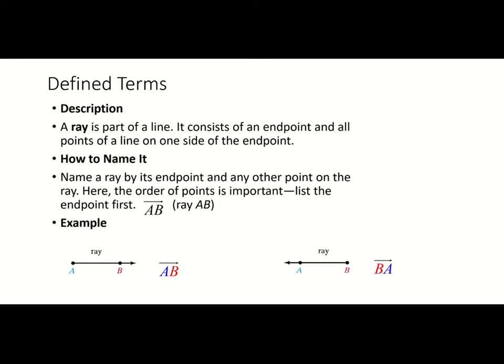Notice when you name it, we have ray AB. The letter that comes first is the endpoint of the ray. Over top, you just have an arrow, not the line with the arrows at both ends, but an arrow at the end, since a ray is half of the line. So you put basically part of the line segment and part of the line over top of that ray.